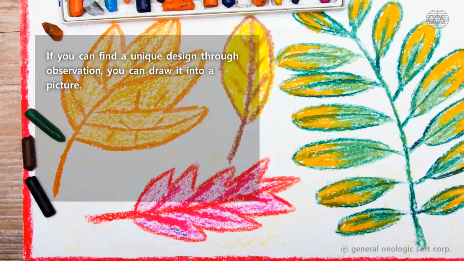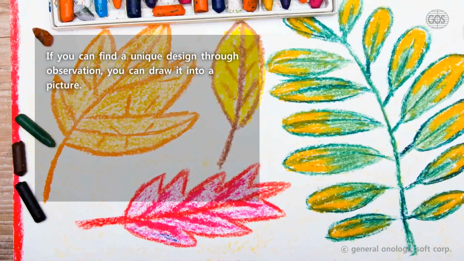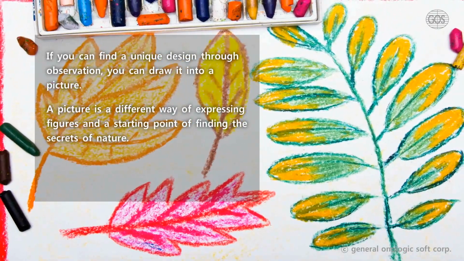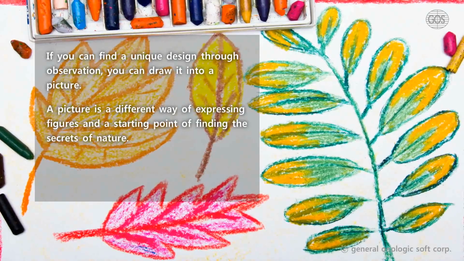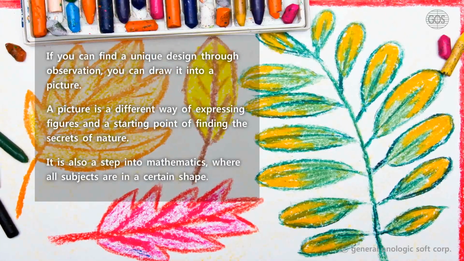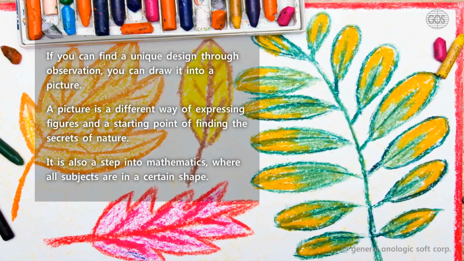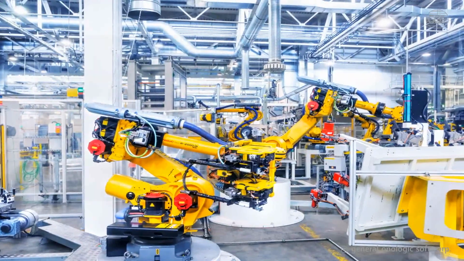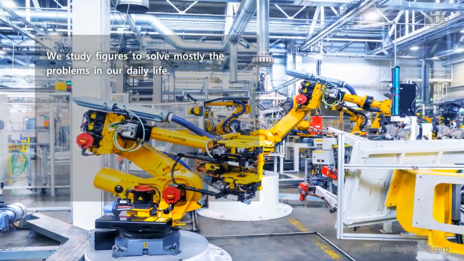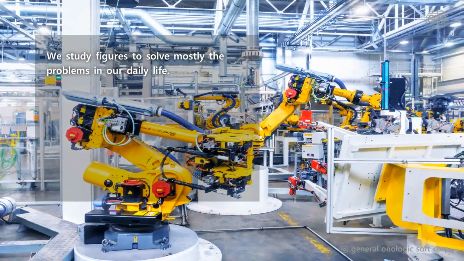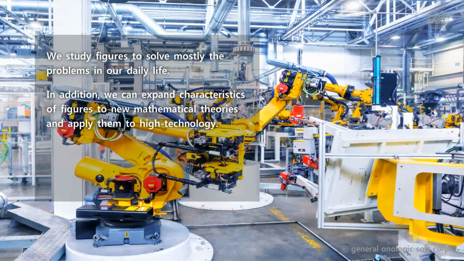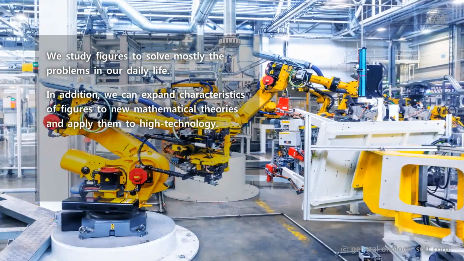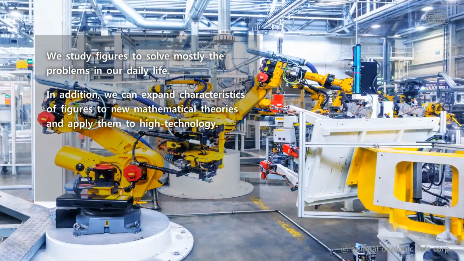If you can find a unique design through observation, you can draw it into a picture. A picture is a different way of expressing figures and a starting point of finding the secrets of nature. It is also a step into mathematics, where all subjects are in a certain shape. We study figures to solve mostly the problems in our daily life. In addition, we can expand characteristics of figures to new mathematical theories and apply them to high technology.